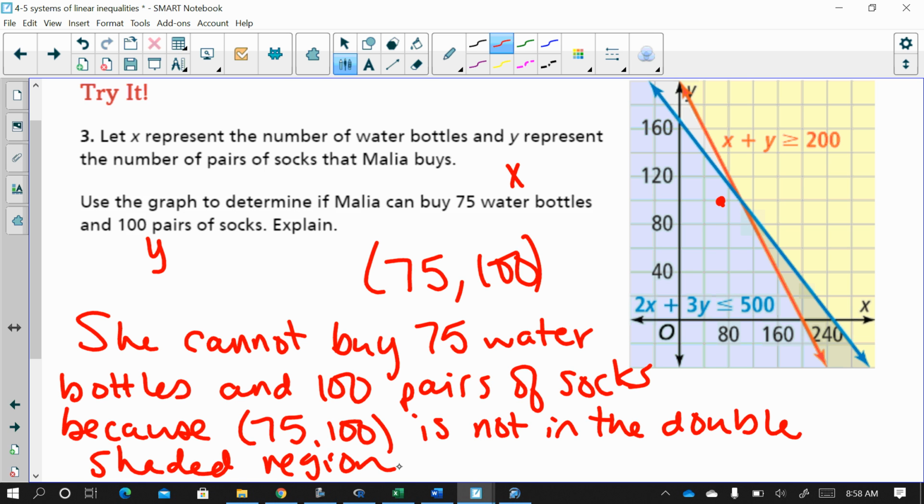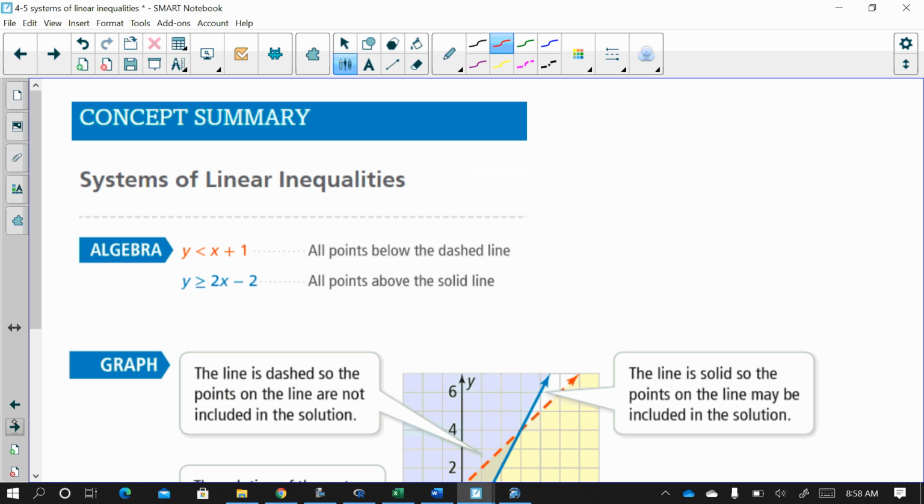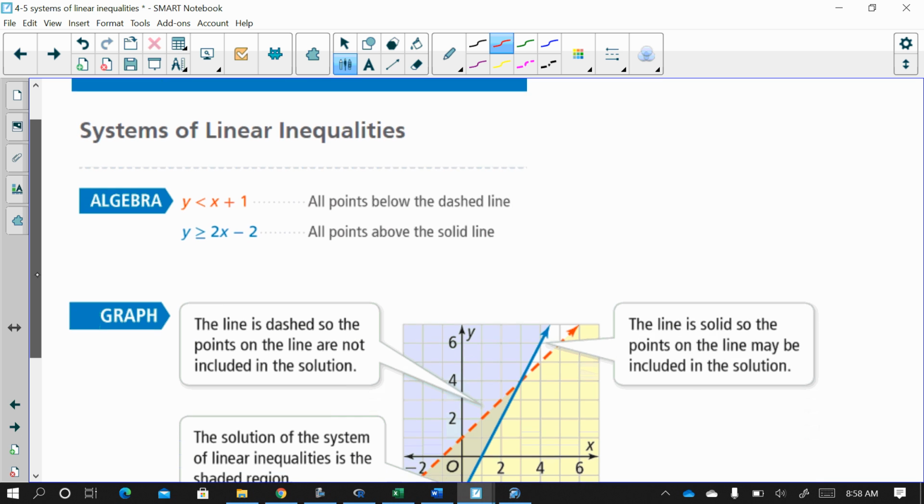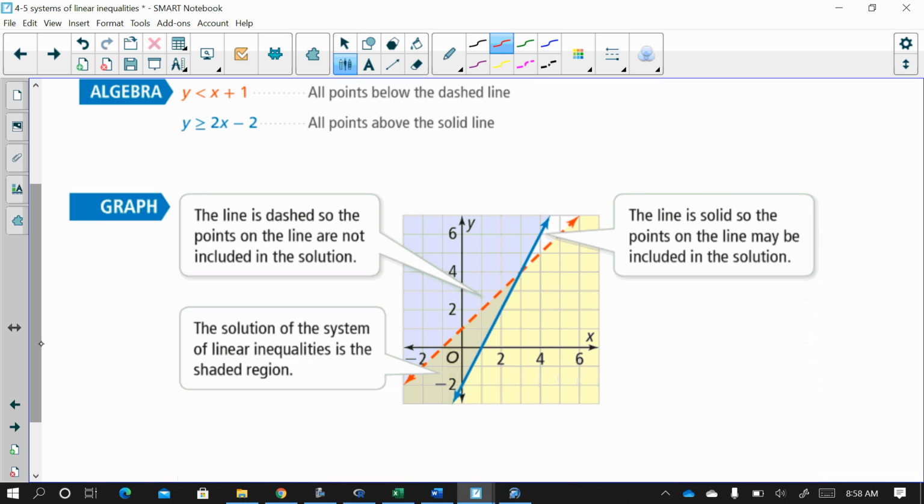Okay. And that's how you do that. So that's how you do linear inequalities. Okay, big thing to remember, if I'm less than, I shade below. If I'm greater than, I shade above. Okay, if it's not equal to, it's a dashed line, and if it is equal to, it's a solid line. Okay, we look for the double shade.